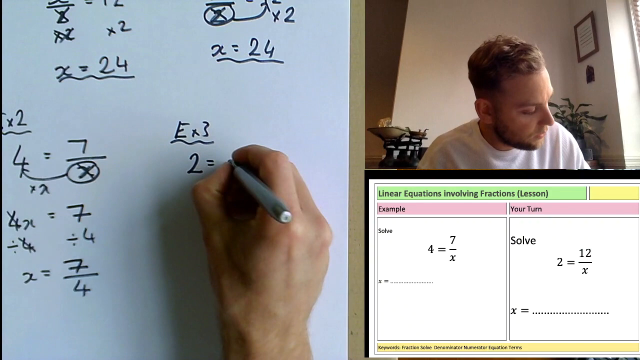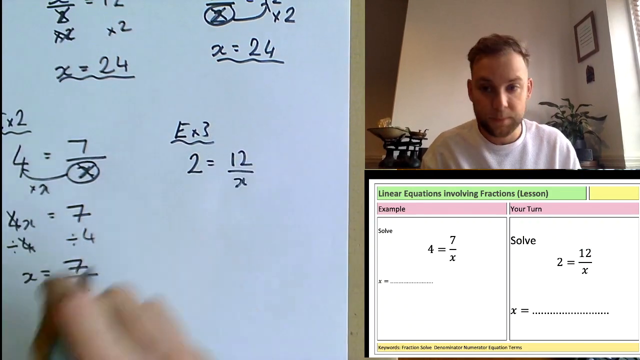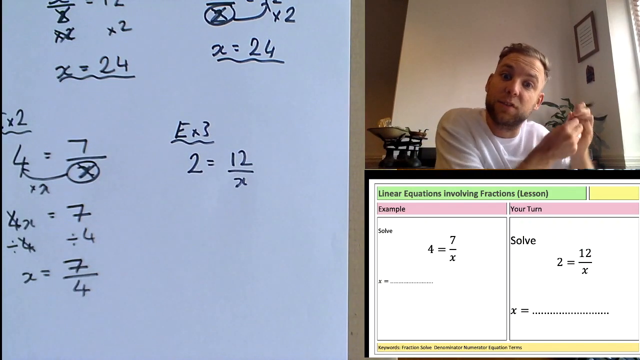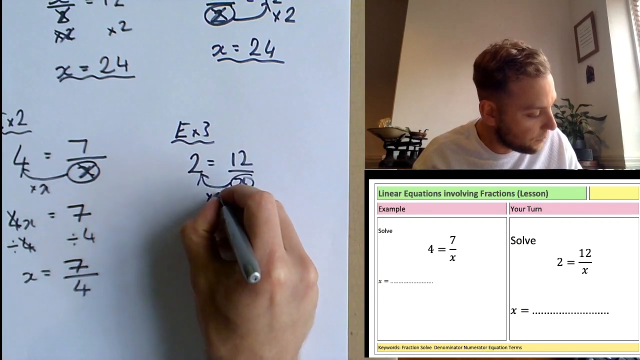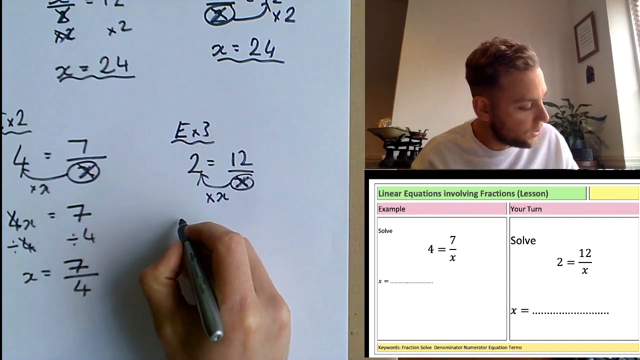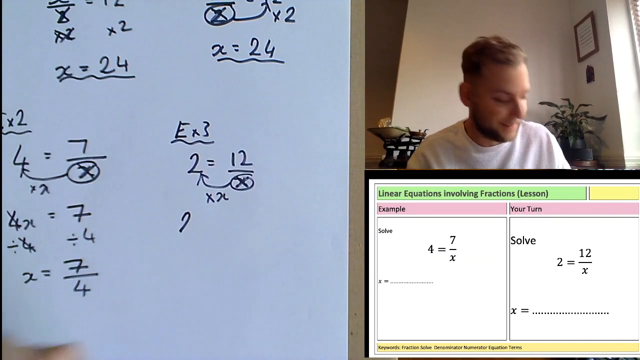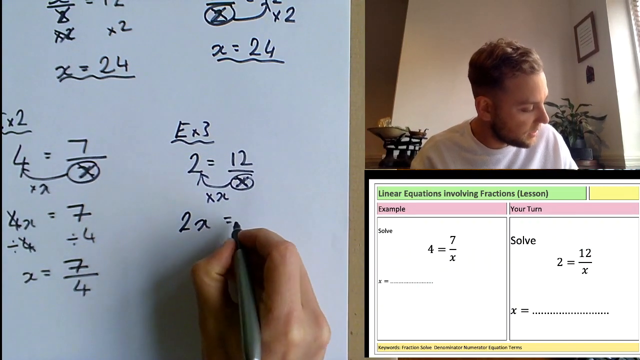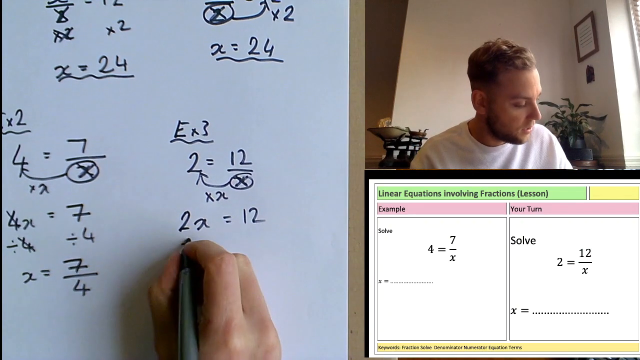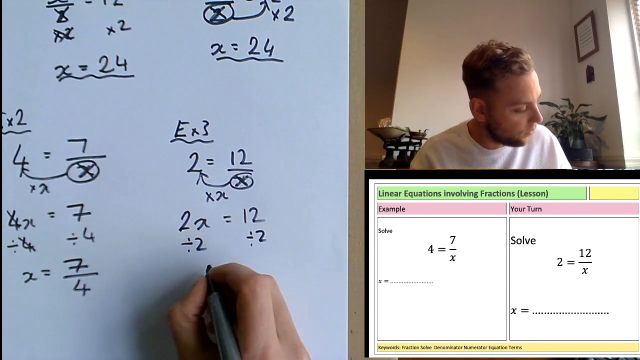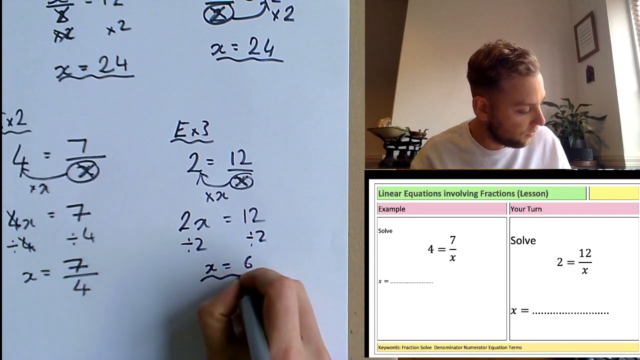So 2 is equal to 12 over x. First thing I need to do is get that x off the denominator by timesing up by that. So timesing the left-hand side by x to get rid of that, I end up with 2 times x, which is 2x, equal to 12. Then I need to divide by 2 to get x on its own. So divided by 2, I end up with x is equal to 6.